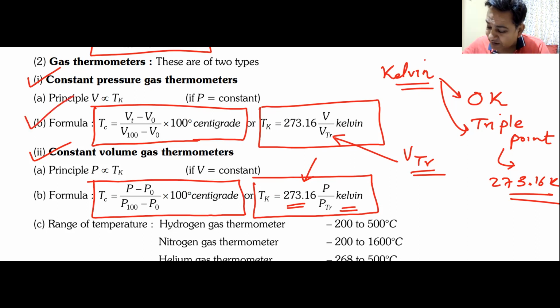Do we understand all these formulas that I've written? Sir. Right? Temperature scales we are talking about.